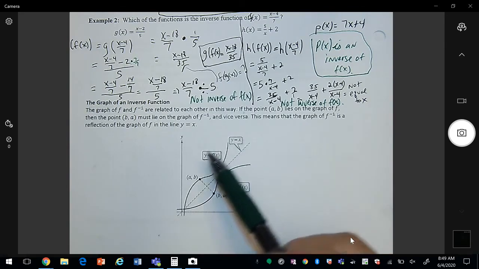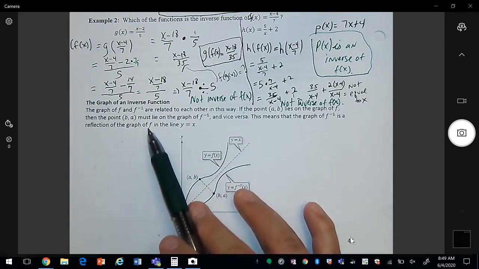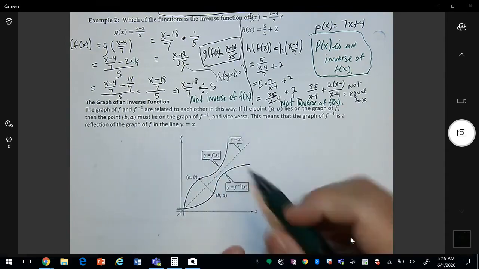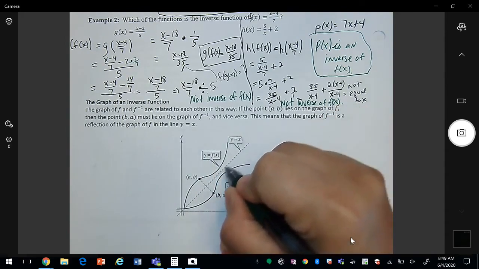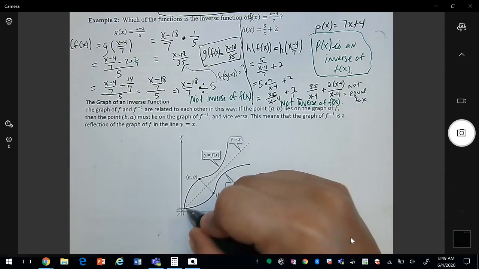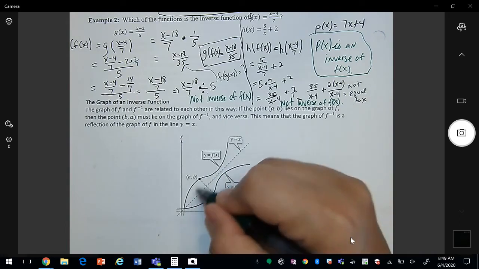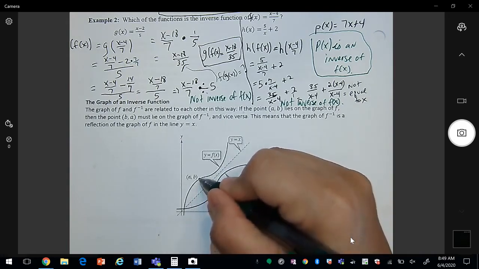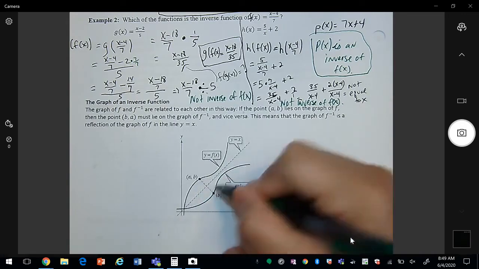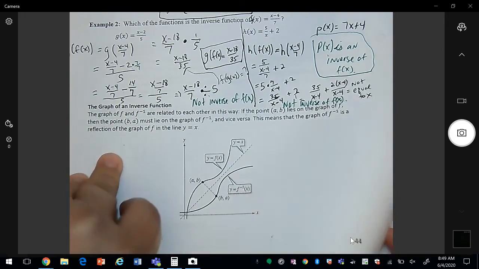This means that the graph of f inverse is a reflection of the graph of f in the line y equals x. So here this dotted line represents the line y equals x, and it's a reflection. The function f is a reflection of the inverse, and you can see that (a, b) is on this side and (b, a) is on this side. So that happens with the graphs.